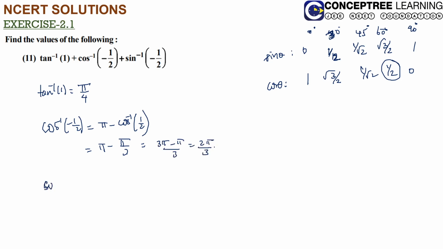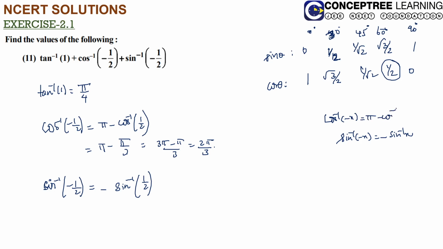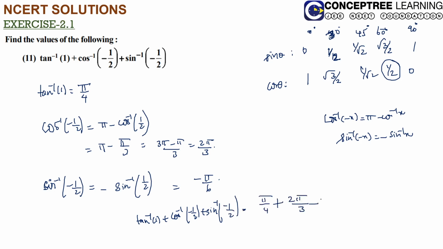Next, sine inverse of minus 1 by 2, which is equal to minus sine inverse of 1 by 2. The formula is sine inverse of minus x is equal to minus sine inverse of x. And cos inverse of minus x is equal to pi minus cos inverse of x is the formula. Next, we use this formula, and for what angle is it having 1 by 2? For 30 degree. That is minus pi by 6. So the answer will be tan inverse of 1 plus cos inverse of minus 1 by 2 plus sin inverse of minus 1 by 2 is equal to pi by 4 plus 2 pi by 3 minus pi by 6.